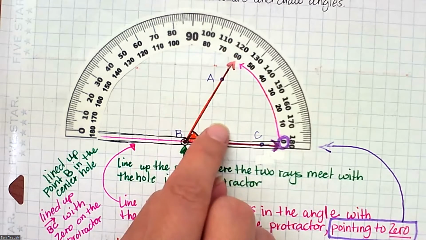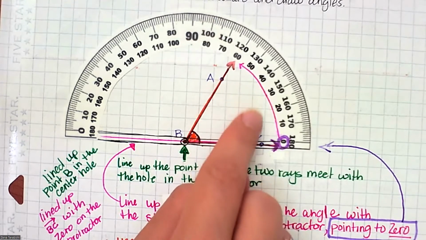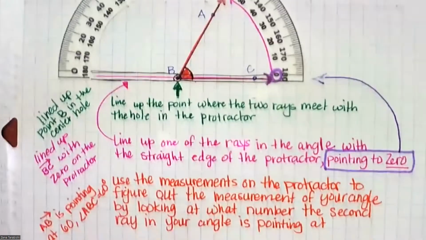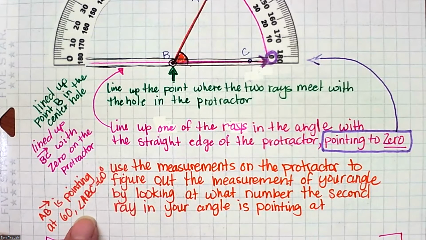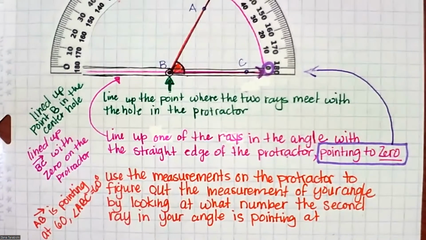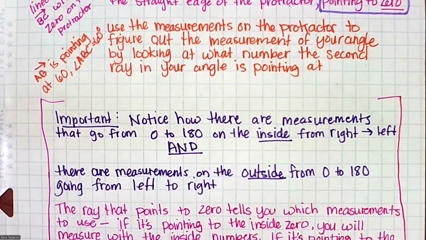Now I know this is an acute angle. It's less than 90 degrees. So its measure is going to be less than 90 degrees. Here we can see that it measures at 60 degrees. So ray AB is pointing at 60. So angle ABC is 60 degrees. Now I have a couple pieces of important information.